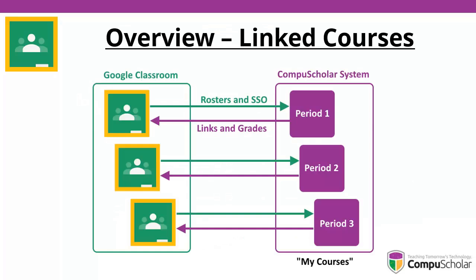So the way the deployment works is you will still create classes in the CompuScholar system. You might have multiple periods or different sections on your CompuScholar dashboard, and you will link each CompuScholar class to a corresponding Google Classroom. And then all of those features like automatic rostering and single sign-on and the grade links and publishing and so forth will happen between those two linked courses.